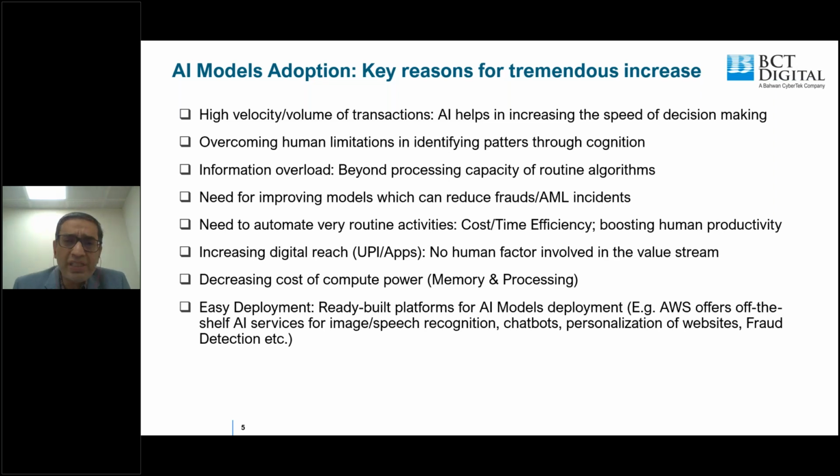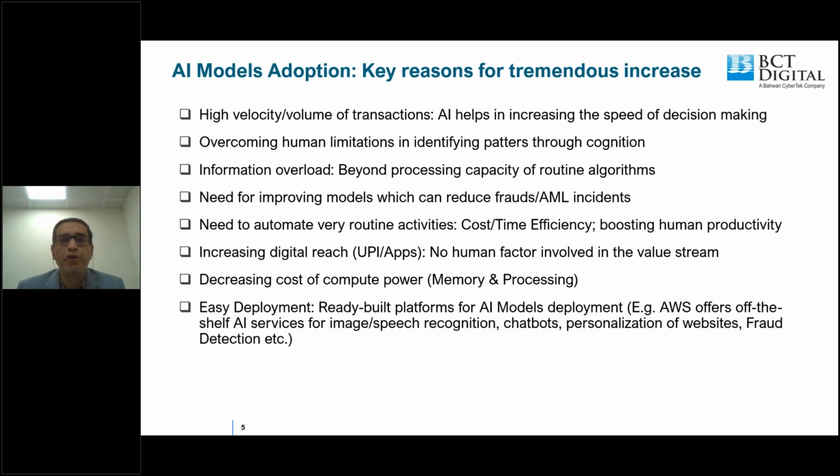And all this is happening because there is an increasing digital reach. Because if you look at the life cycle of, let's say, an app-based transaction or a UPI-based transaction, there is very minimal human effort involved, other than at the time of initiating the transaction. So the entire life cycle happens in a digital way. So you need an equally powerful capability to monitor, scrutinize, and process such transactions.